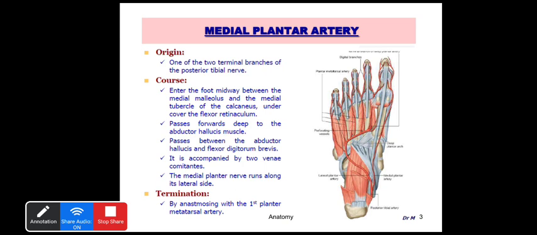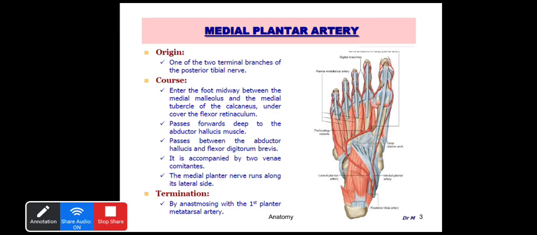The course of the medial plantar artery: it enters the foot midway between the medial malleolus and the medial tubercle of the calcaneum. Of course, these two are very important bone landmarks that give attachment to the flexor retinaculum. Then it passes forwards deep to the abductor hallucis muscle, the first layer of the sole muscles. We have abductor hallucis and abductor digiti minimi, along with the flexor digitorum brevis. I hope it is clear from the last class about the muscles.